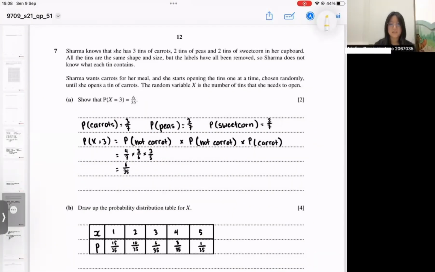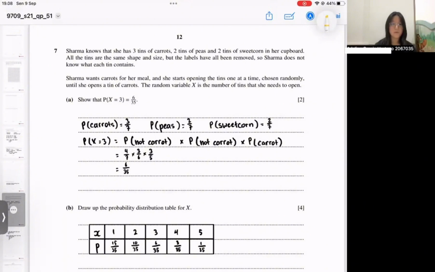Sharma knows that she has 3 tins of carrots, 2 tins of peas, and 2 tins of sweet corn in her cupboard. All the tins are the same shape and size, but the labels have all been removed, so Sharma does not know what each tin contains. Sharma wants carrots for her meal, and she starts opening the tins one at a time, chosen randomly, until she opens a tin of carrots. The random variable x is the number of tins that she needs to open. Show that the probability the number of trials she needs is 3 equals 6 over 35.